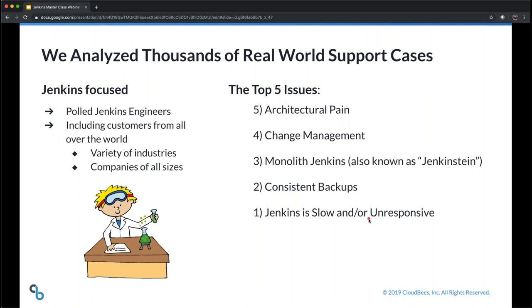Some of the top five issues out of the thousands of cases that we analyzed were architectural pain points from finding a place for Jenkins to fit within your organization or your infrastructure as it already previously existed. There's also a lack of change management that we see, or having change management playbooks, monolithic Jenkins or Jenkinsteins. Consistent backups is key. And the number one issue that we see is that Jenkins is slow or unresponsive.